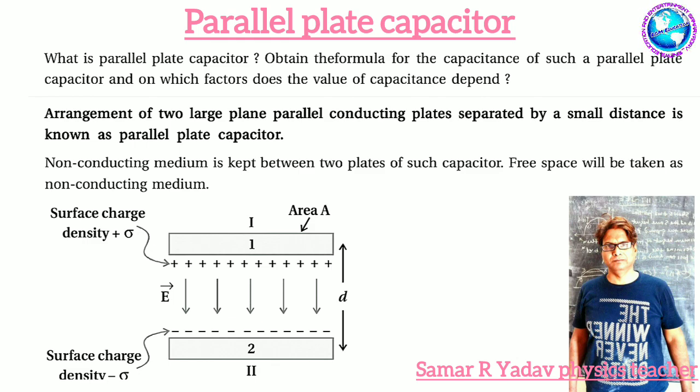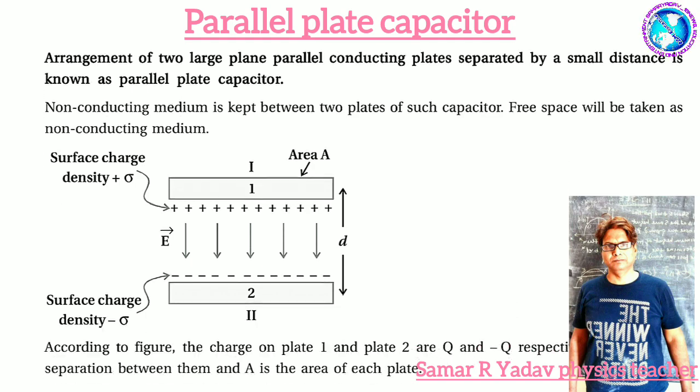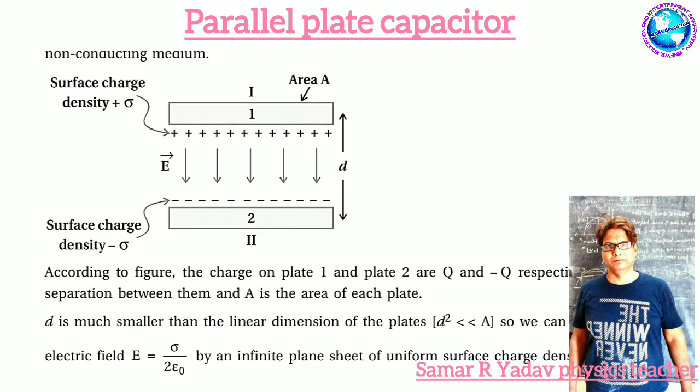Free space will be taken as the non-conducting medium. You can see it in the figure also. Plates 1 and 2 have cross-section area capital A, the separation is small d, and the field is shown here from positive to negative. Surface charge density is plus sigma for the positive plate and minus sigma for the negative plate.